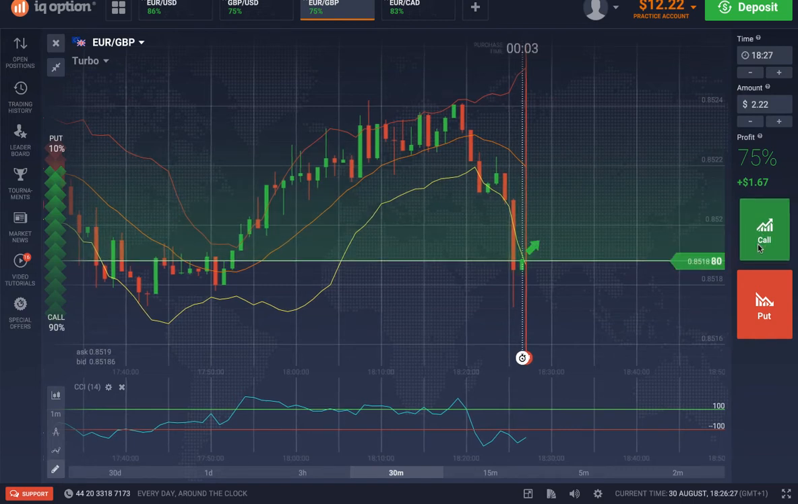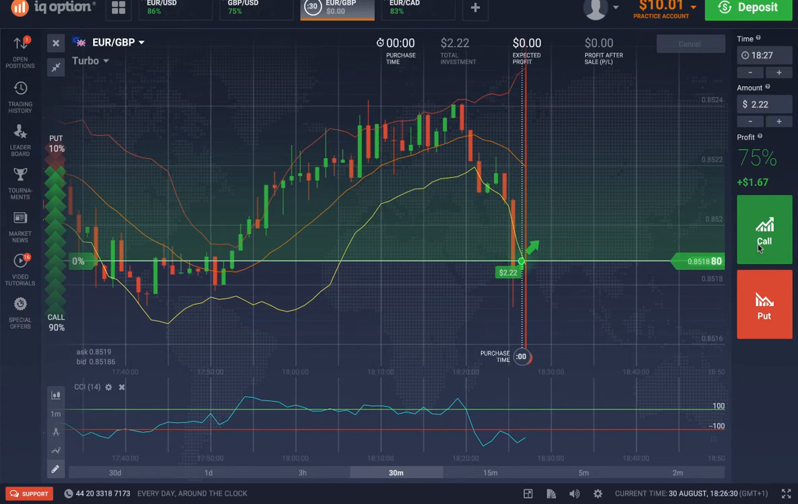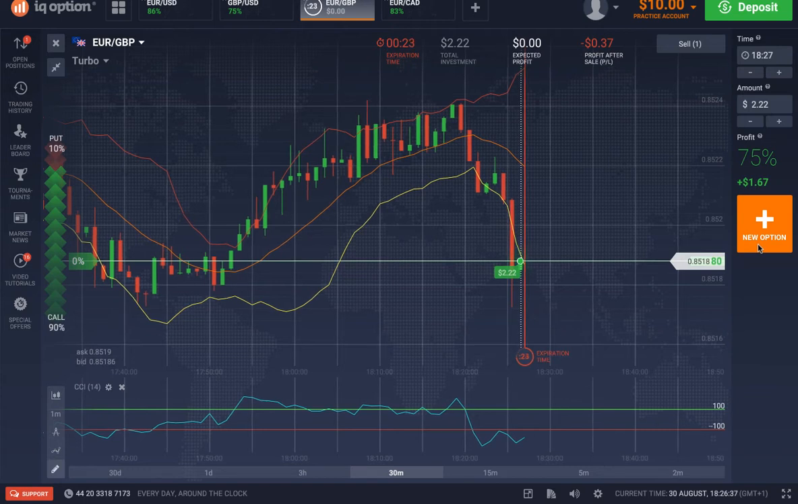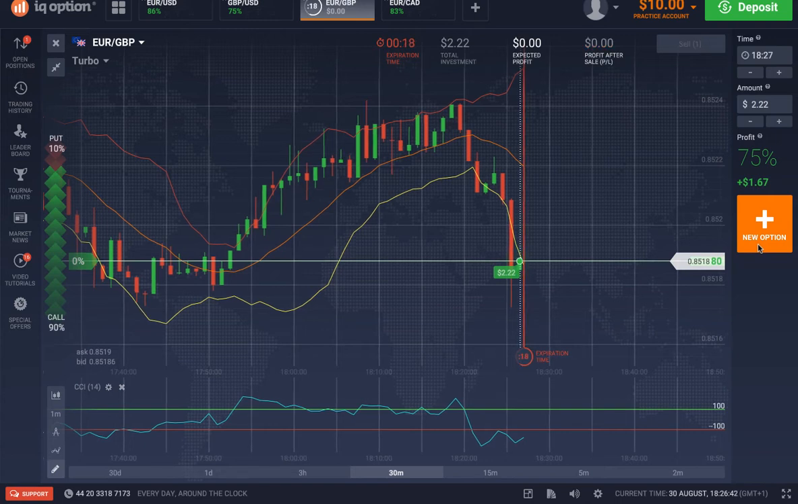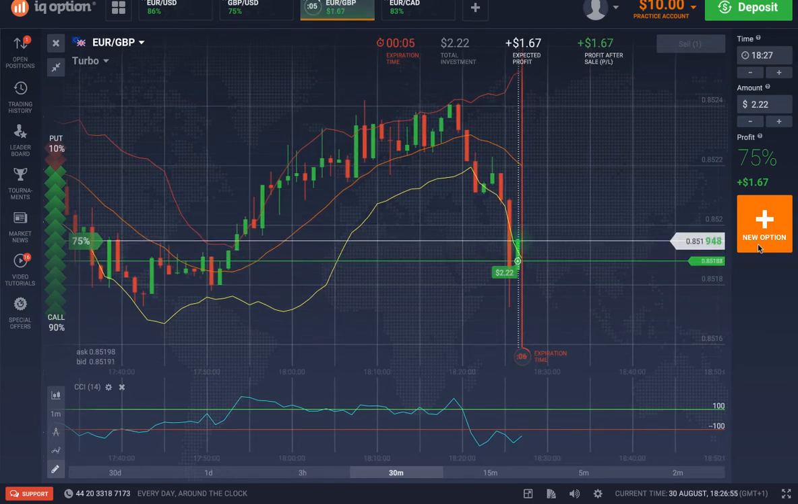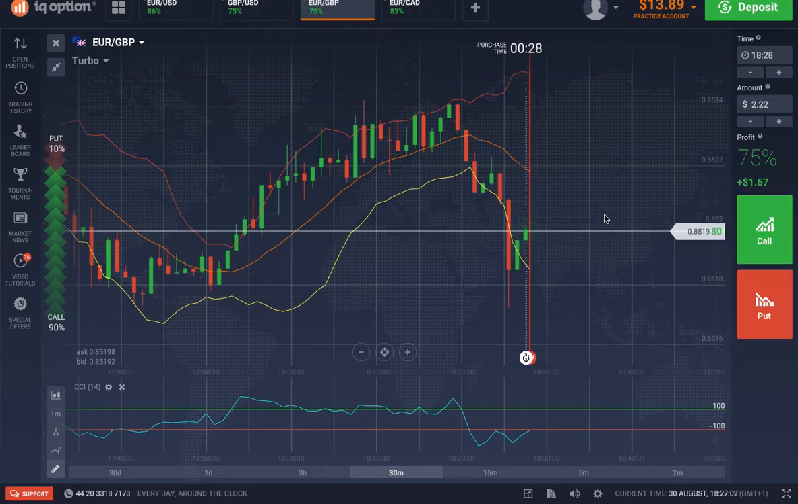Okay, should we get in there? I'm gonna get in there on the trade. See, as I said, if I was to lose this trade now, I would be back at £10. So I can place that trade well.